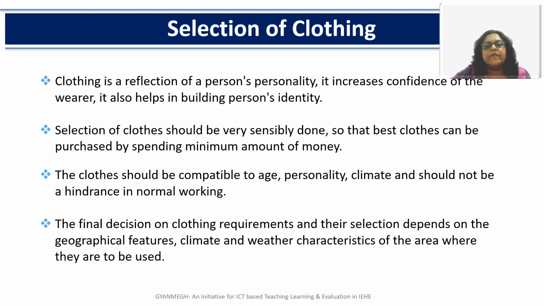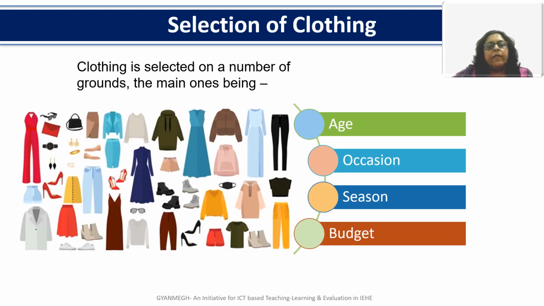The final decision on clothing requirements and their selection depends on the geographical features, climate, weather, characteristics of the area where they are to be worn or used. The clothes which we wear are selected on a number of grounds. Some of the grounds are age, occasion, season and budget.